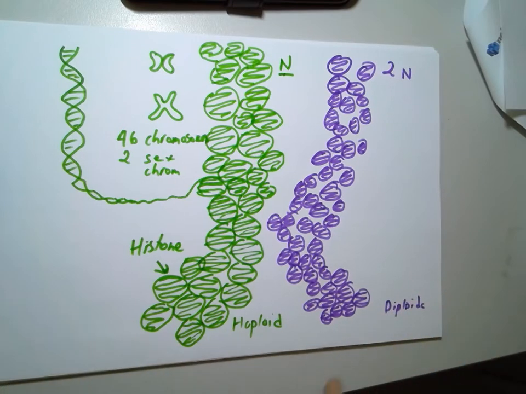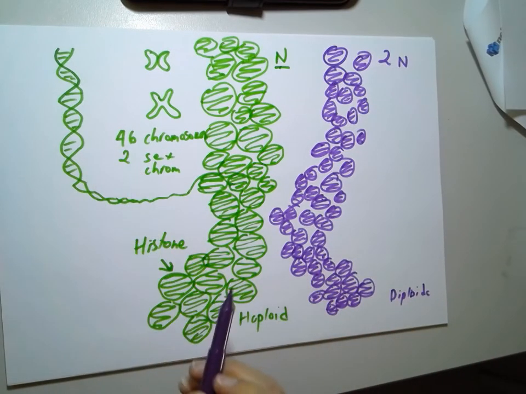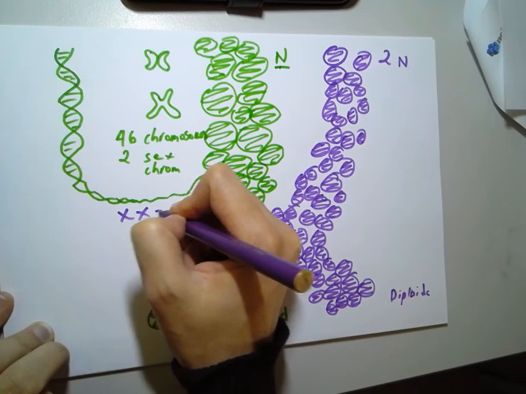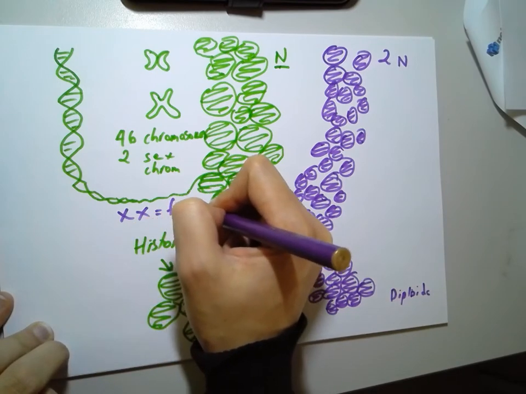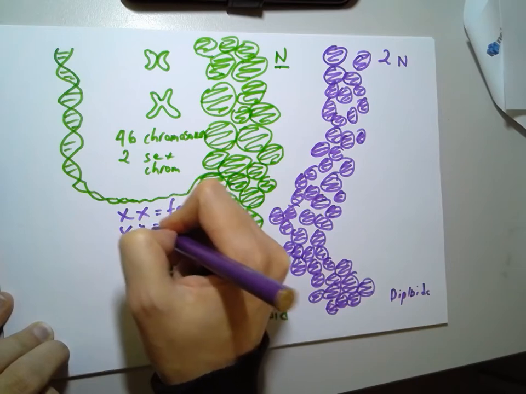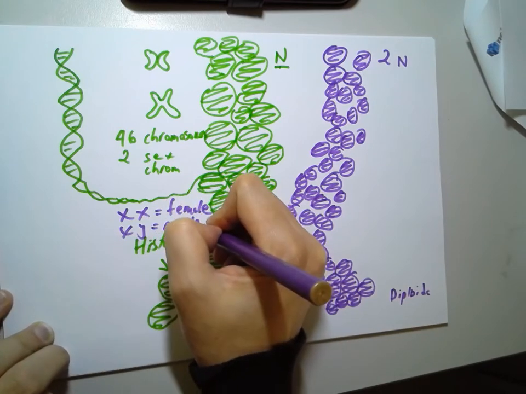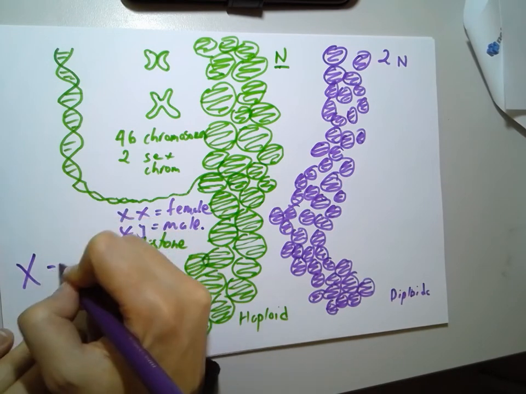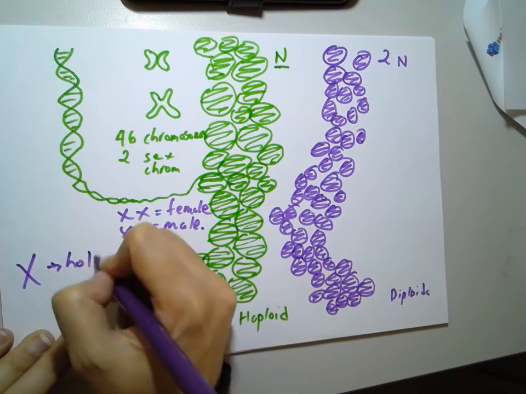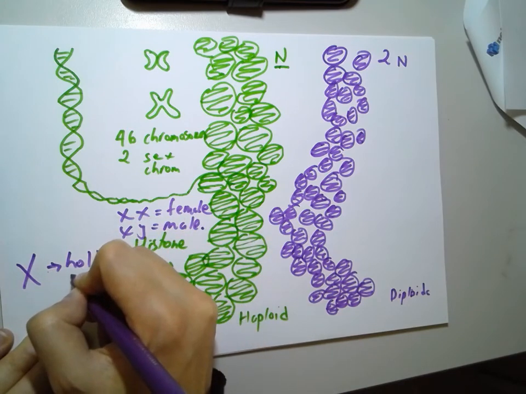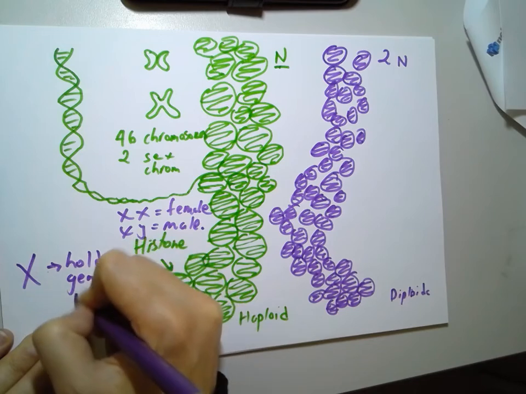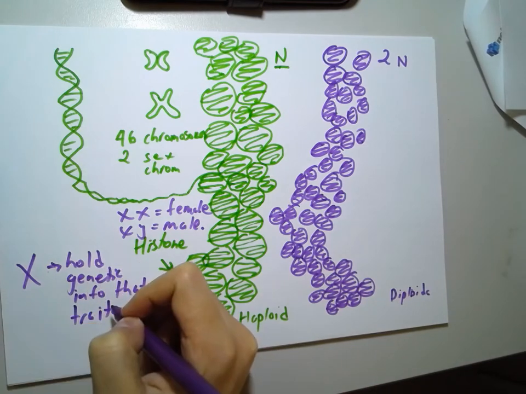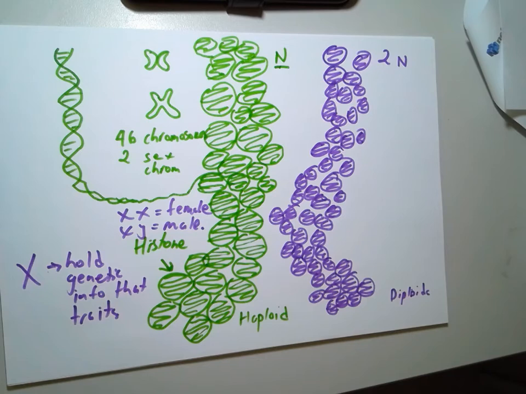So to go back on this, you have 46 chromosomes. Two out of the 46 determine your sex. The current sex combinations are XX for a female and XY for a male. Okay? And it's also important to know that X chromosomes can hold genetic information that determine traits. So for the boys, your X chromosomes can also determine the way you look.